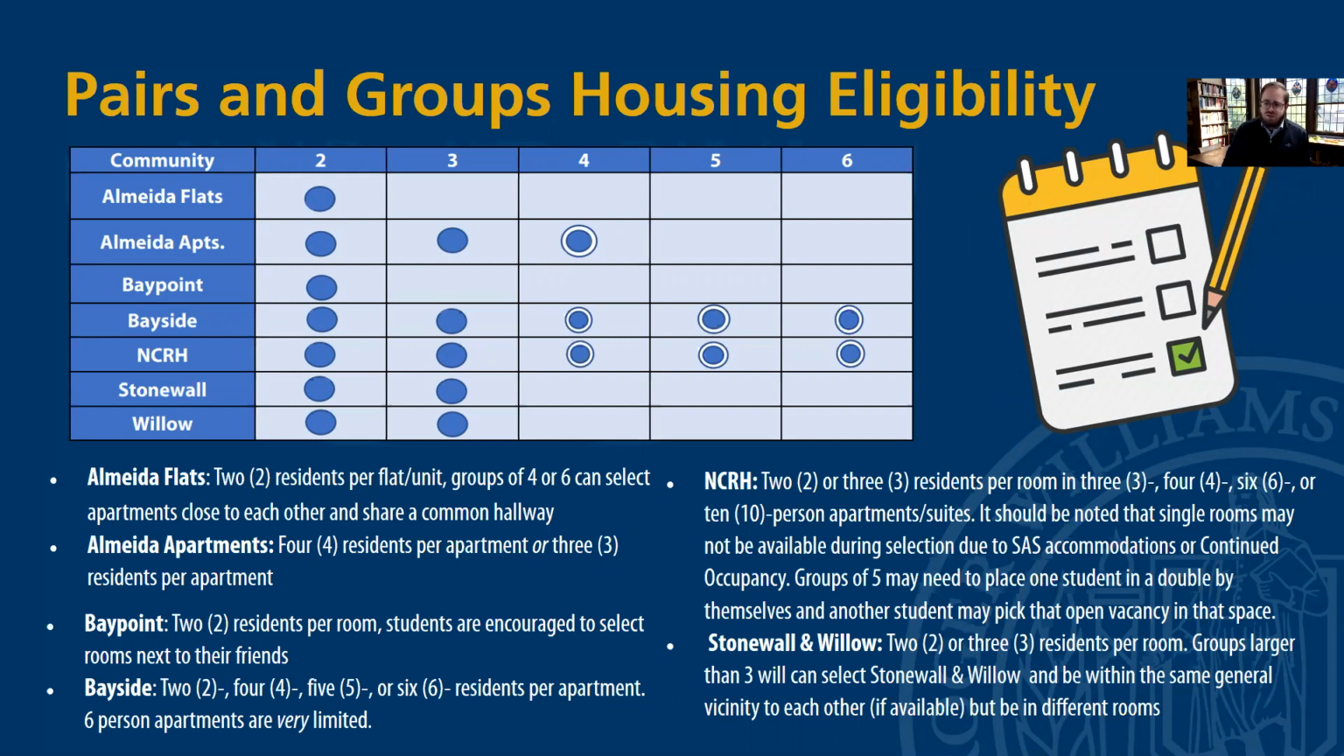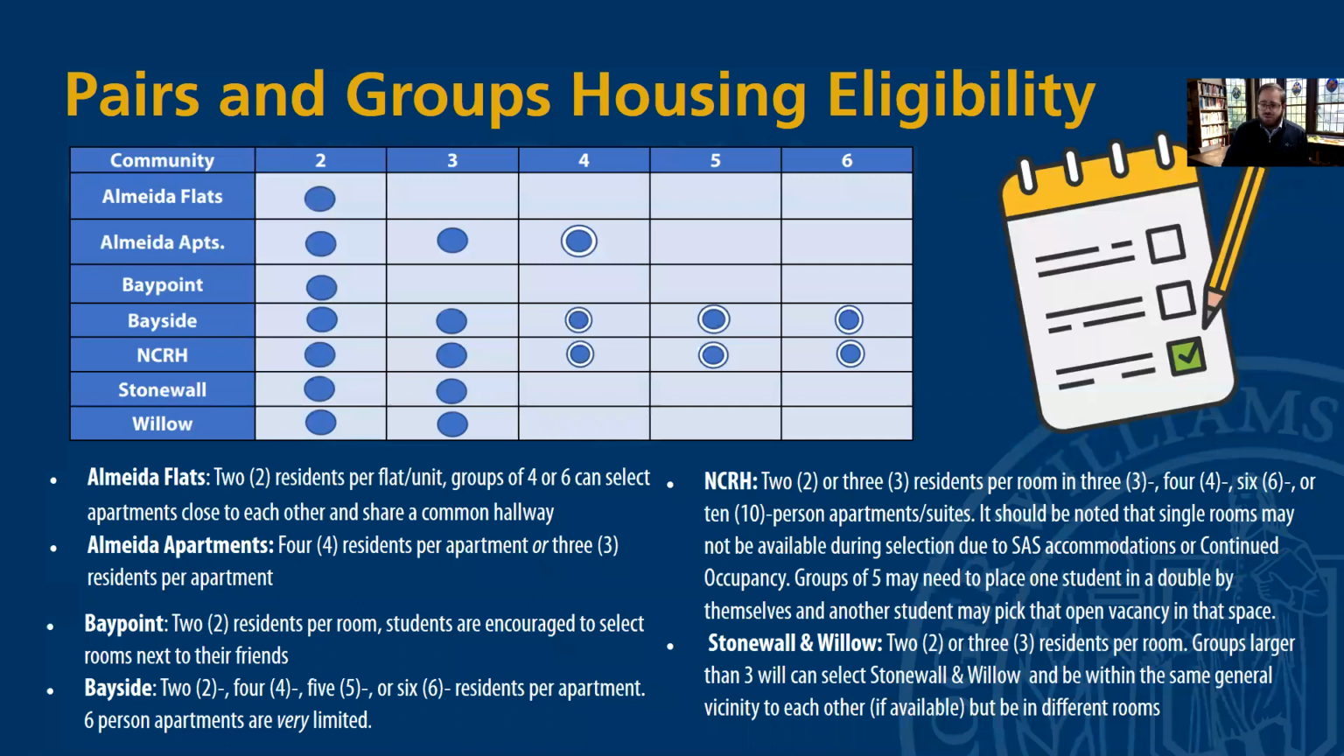In Almeda apartments, if you're a group of 2, you can select a double in an open apartment. We do have a few Almeda triple apartments as well. And then that little circle with a dot means that as a group of 4, you can select an Almeda apartment, but you might not necessarily all be in the same bedroom. There are 2 bedrooms attached to each apartment, so 2 students would be in one double and 2 students would be in the other double. Bay Point, we're very familiar with Bay Point. It's very popular with our sophomore class. Only 2 people can stay in there.